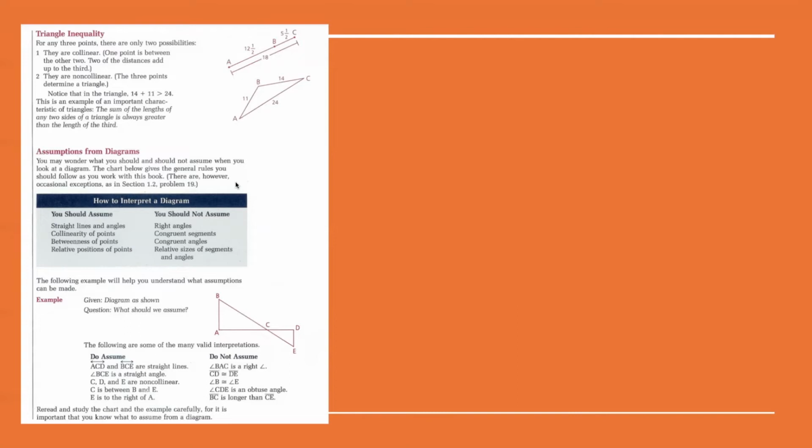Notice that in the triangle, 11 plus 14 is greater than 24. This is an example of an important characteristic of triangles. The sum of the lengths of two sides of a triangle is always greater than the length of the third. This is why 24 plus 14 is greater than 11, and 24 plus 11 is greater than 14. This makes it a triangle.